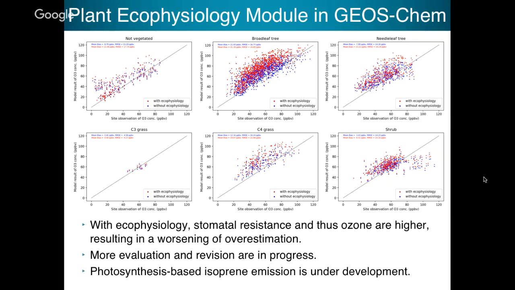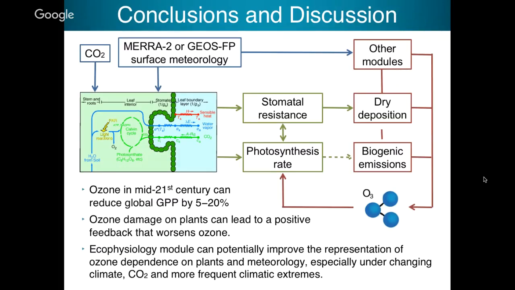So to conclude, ozone can really reduce global GPP. Ozone damage on plants can lead to positive feedback that worsens ozone. But I hope that some of you can be really interested in this new type of development that we have. The ecophysiology model can potentially really improve the representation of ozone dependence on plants and meteorology, especially when we are undergoing global changes like rising CO2, changing climatic conditions, or maybe more frequent climatic extremes in the future. All right, so with that, thank you very much.